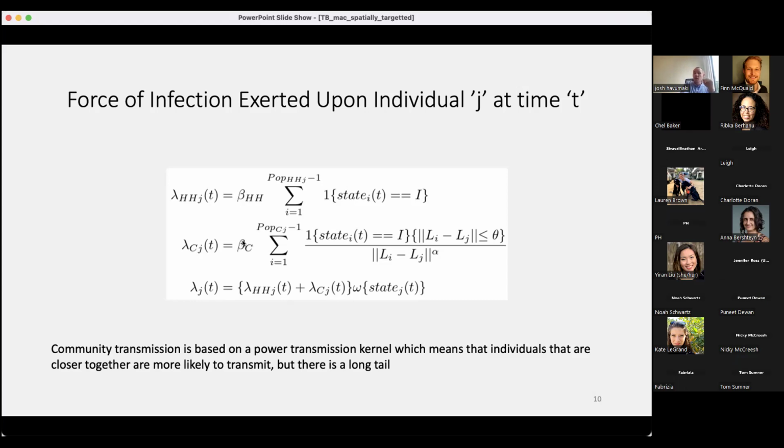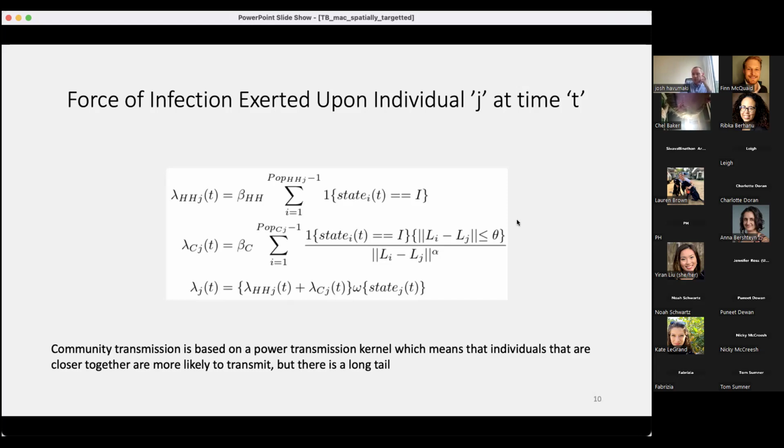So the community transmission rate is the next component, which factors in spatial proximity. If we're talking about one susceptible individual in question, we calculate the community force of infection by taking the community transmission rate and multiplying that by, say there's one infectious person, the distance between the susceptible individual and the infectious individual, that's this Li minus Lj. It represents the Haversine distance. So the distance between the susceptible person and the infectious person is taken into account.